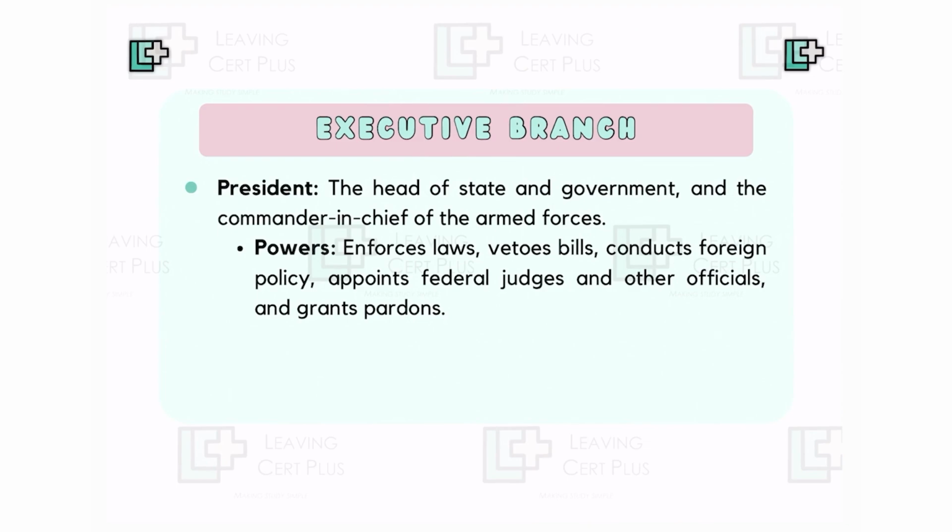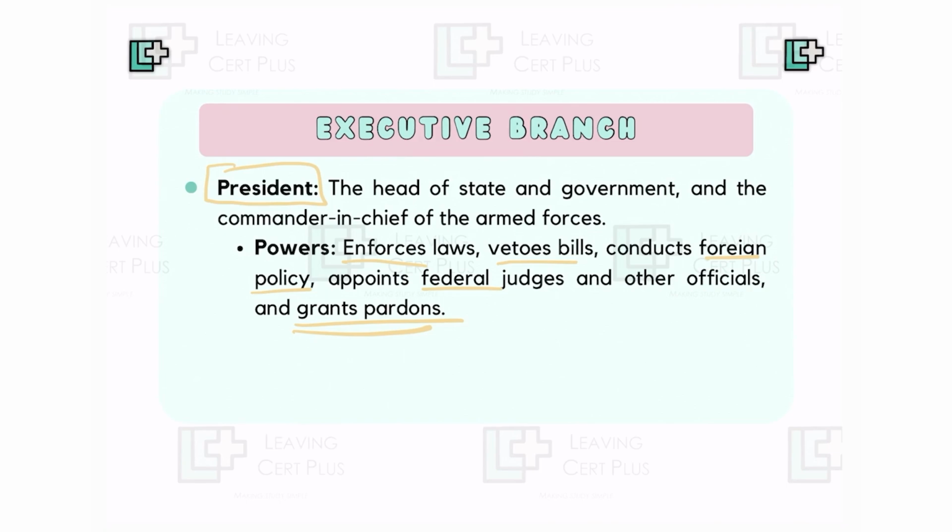Right, let's jump into the executive branch, okay? Very straightforward here, made up of two people, the president and the vice president. So the president is the head of state, they're the commander-in-chief of the armed forces as well, so they're the leader of the army. Okay, they can enforce laws, they can veto bills, they can conduct foreign policy, of course, as you well know, they can appoint federal judges and other officials, and they can even grant pardons, okay?